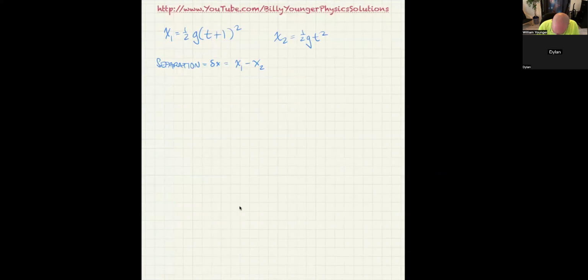But what you might not be seeing is the fact that you have to actually square that binomial. So you're going to get 1/2 g times (t squared plus 2t plus 1) minus 1/2 g t squared, which you can now see, once I distribute that, I get 1/2 g t squared plus g t plus 1/2 g minus 1/2 g t squared.